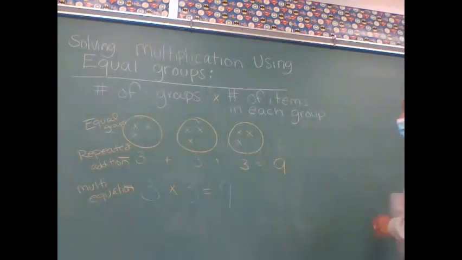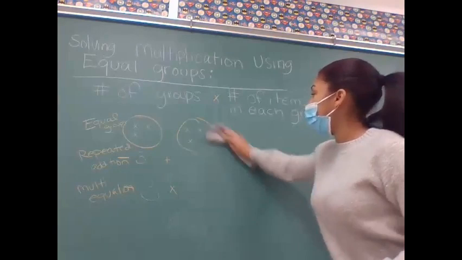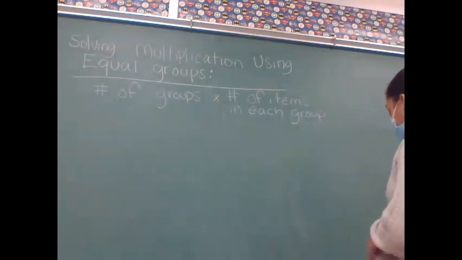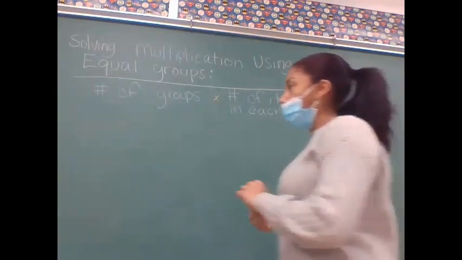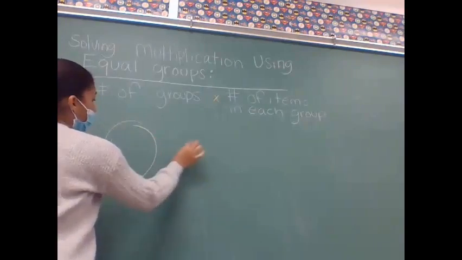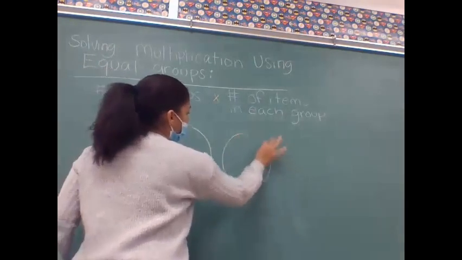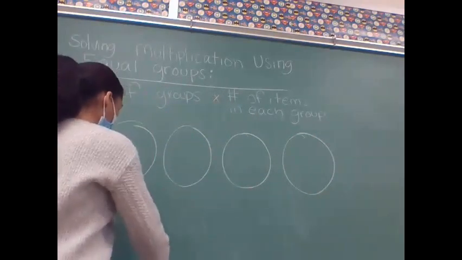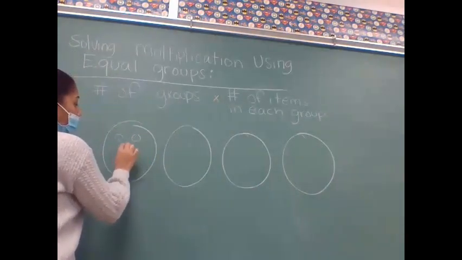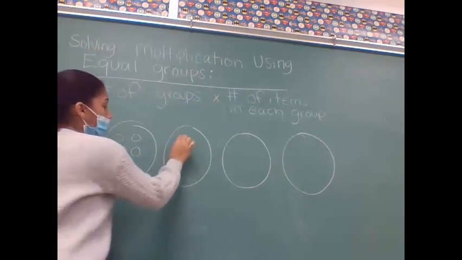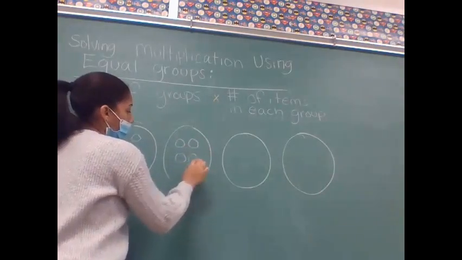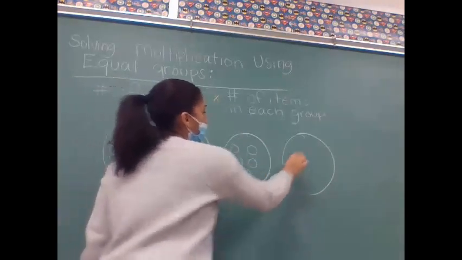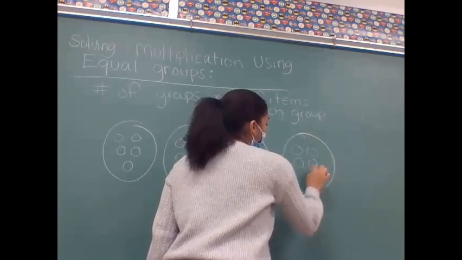Okay, so now we're going to do this next one together. If I have 4 groups with 5 in each group, 1, 2, 3, 4, 5, in each of the four groups.